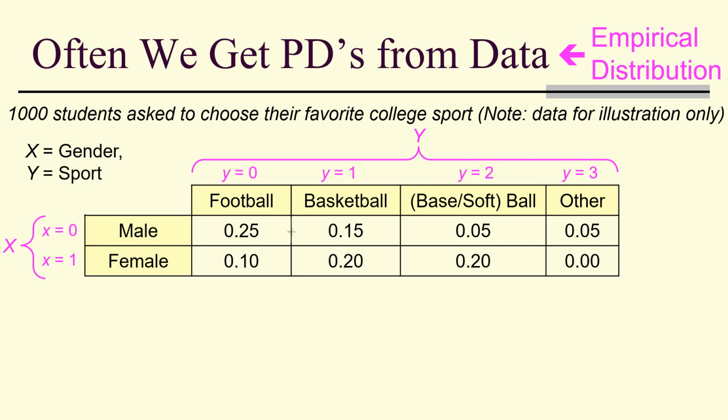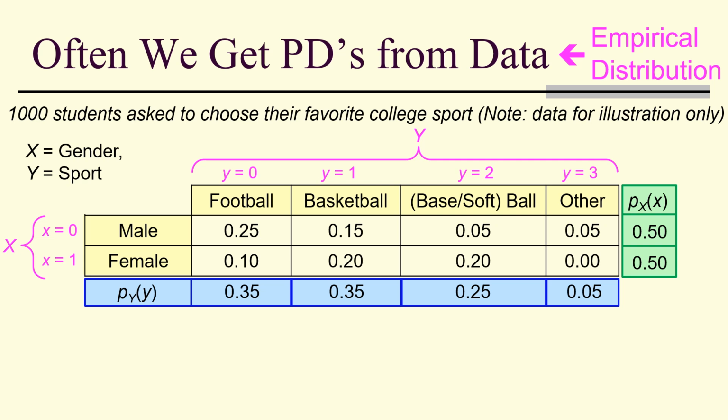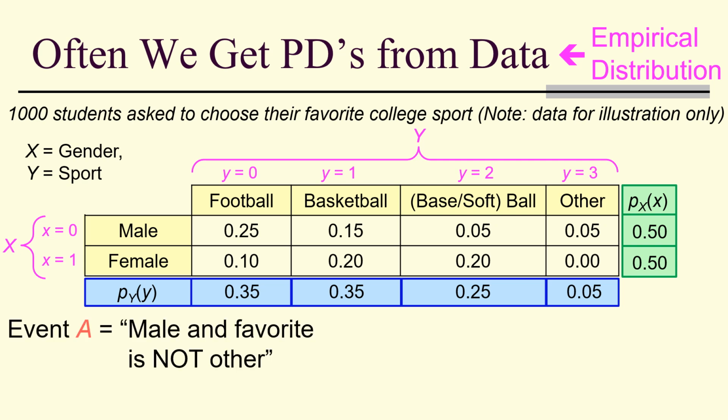Now, what about the marginals? Well, notice first that if we take the males and add up the probabilities over y's, we get 50%. And for the females, we get 50%. So the marginal in X, remember X here is gender, is 50-50. We're equally likely to get a male or a female. The marginals for Y are given by the sums of the columns. So we get 35% that the student will choose football, independent of whether they're male or female.